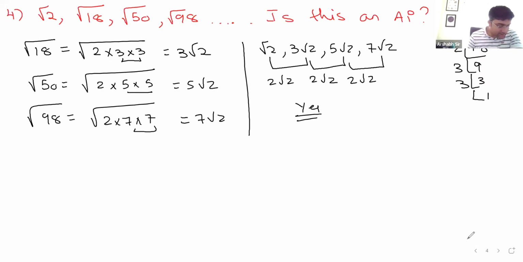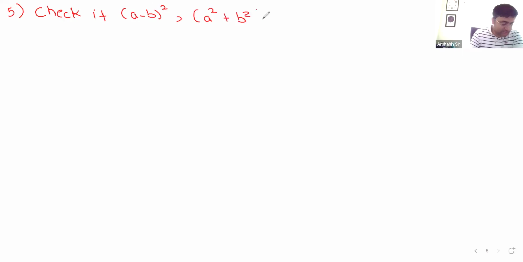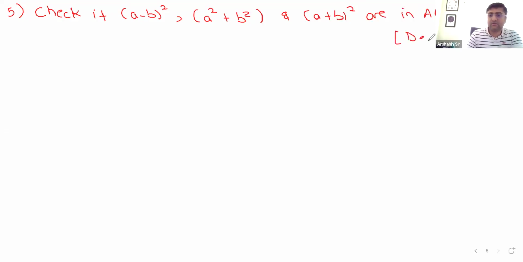ये जो question था, ये आपका 2022 में board exam में आया था. Next question which we are going to do came in Delhi 2020. Question number 5. Check if (a minus b) the whole square, a square plus b square, and (a plus b) the whole square are in AP. This question came in Delhi 2020.